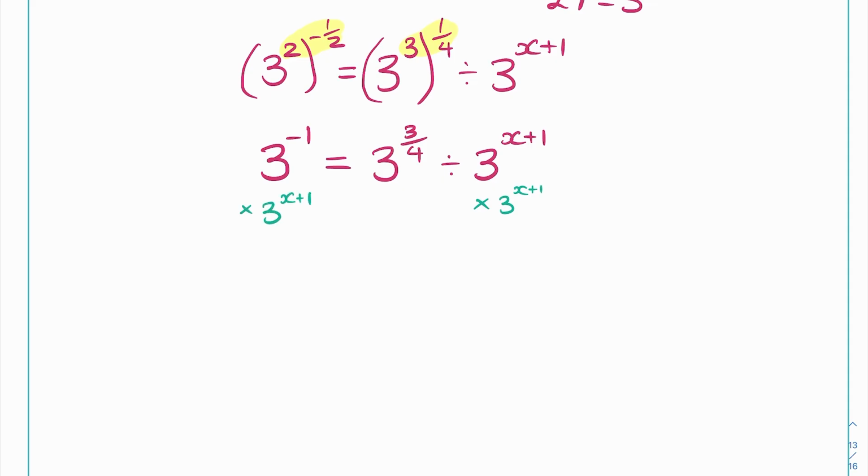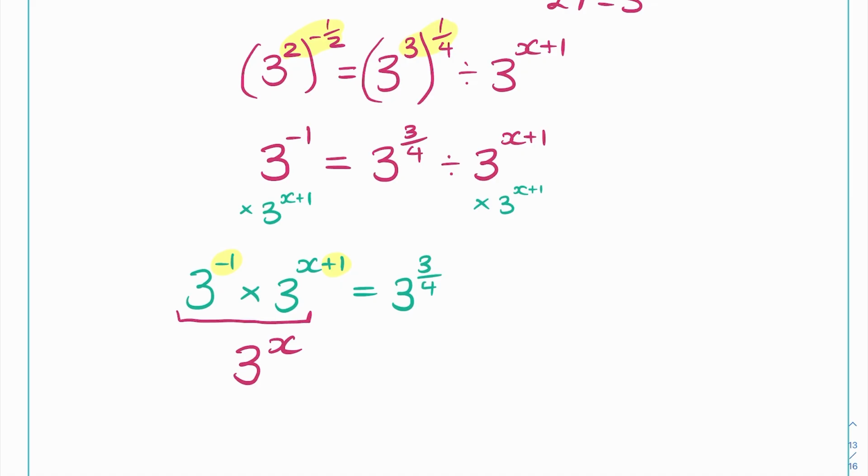If I do that, we have 3 to the power of negative 1 multiplied by 3 to the power of x plus 1. And that's equal to 3 to the power of 3 quarters. Now that's quite nice because we know when we're multiplying, we add the powers, which would be a little bit easier than the previous powers we had, which was 3 quarters take away x plus 1. That's not very nice. But negative 1 add x plus 1, that's really nice for us to do. Negative 1 add 1 is 0. So all that becomes 3 to the power of x.